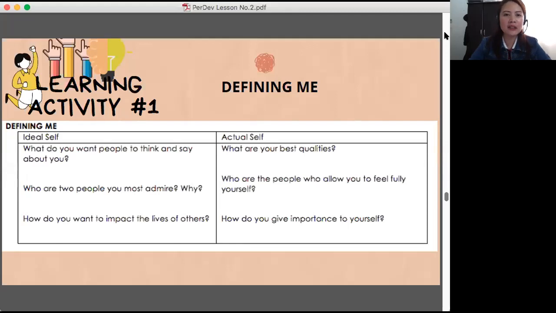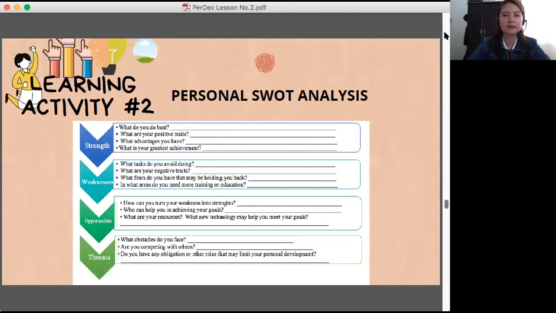So, defining me, I want you to define your ideal self versus your actual self. What do you want people to think and say about you? For actual self, what are your best qualities? Who are 2 people you most admire and why? And who are the people who allow you to feel fully yourself? How do you want to impact the lives of others, and how do you give importance to yourself?